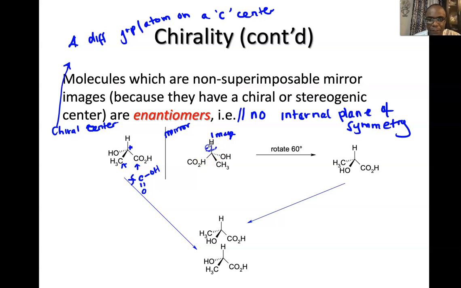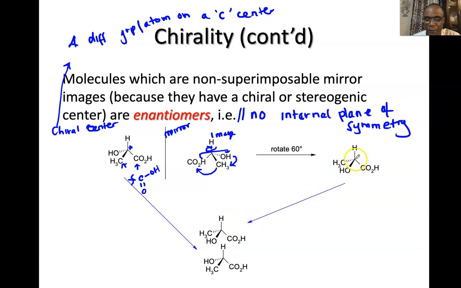I think you're rotating across this hydrogen 60 degrees. Then that will mean this will go here. Yeah, so this will go here. And then this group will go here. And this will go on the other side. So you end up with this molecule.